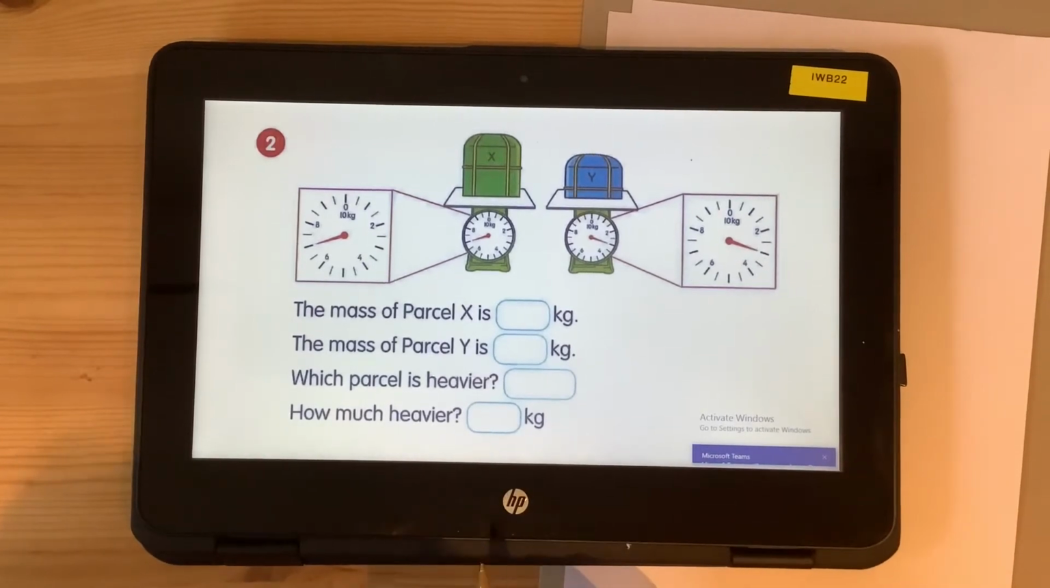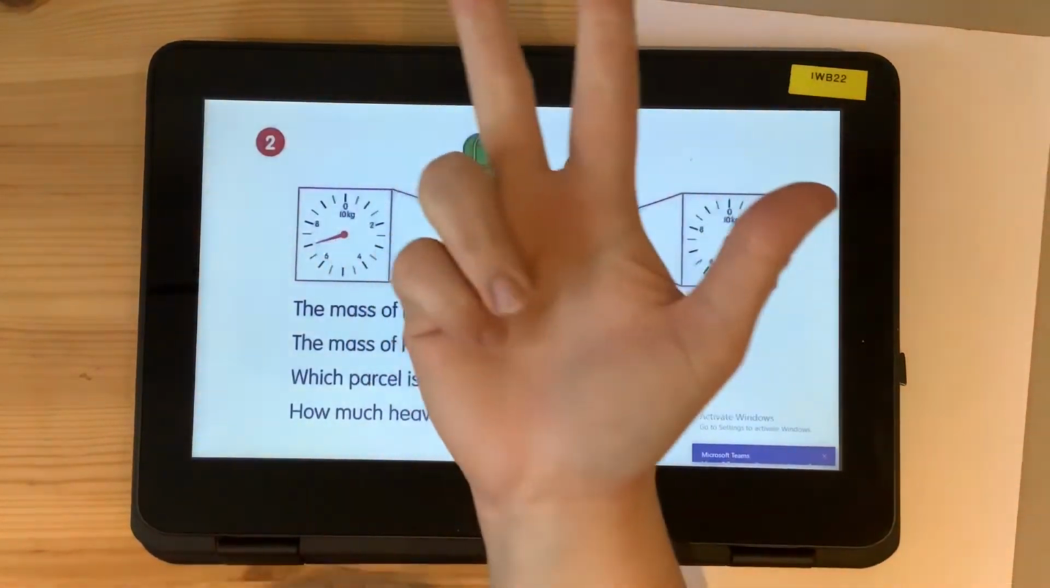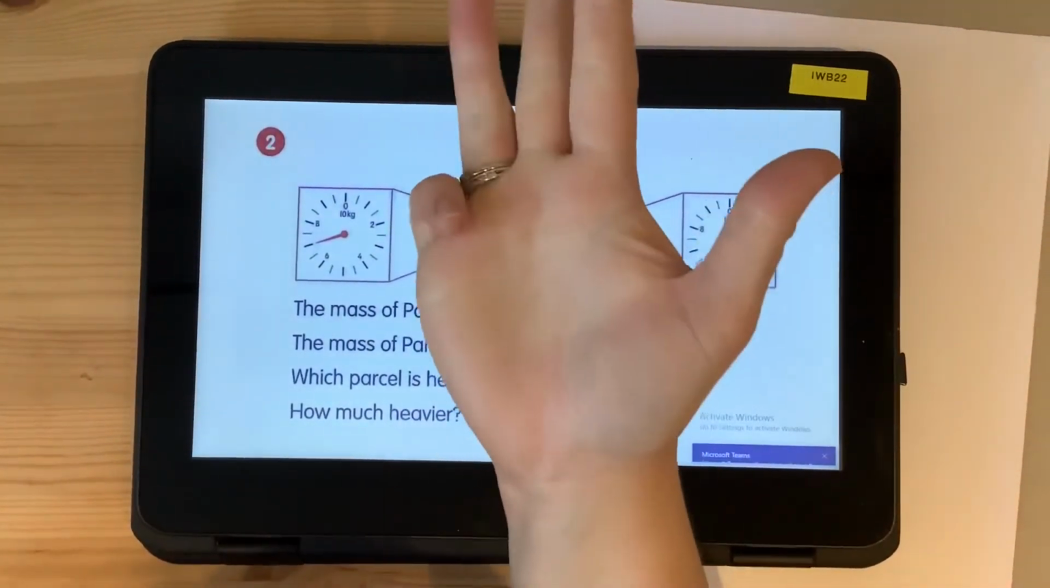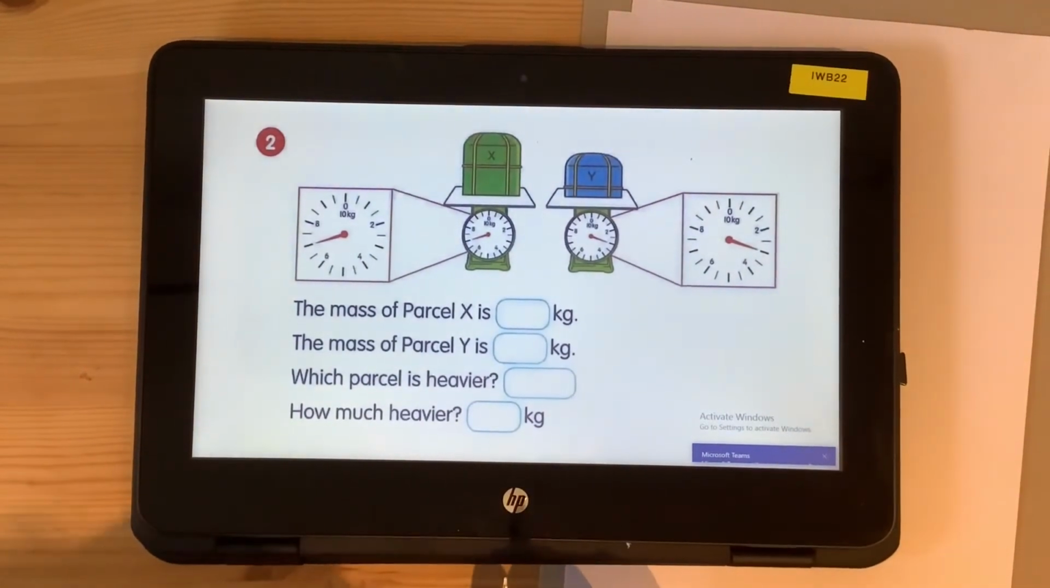And how much heavier? Well, what is the difference between 3 and 7? Well, if you count on from 3, 4, 5, 6, 7, the difference is 4. So that tells us that it is 4 kilograms heavier.